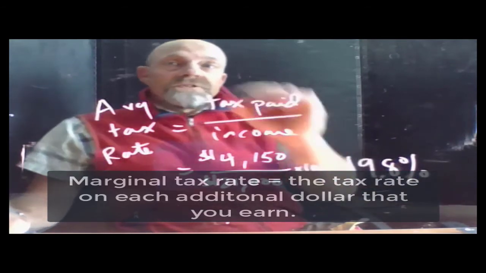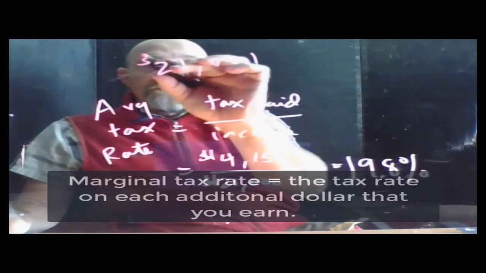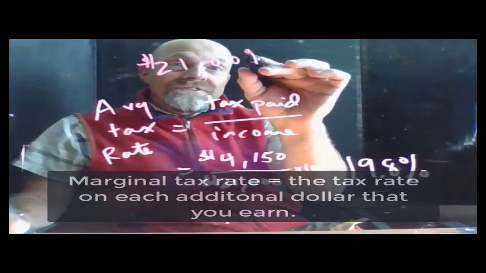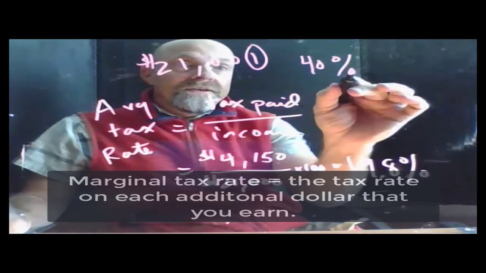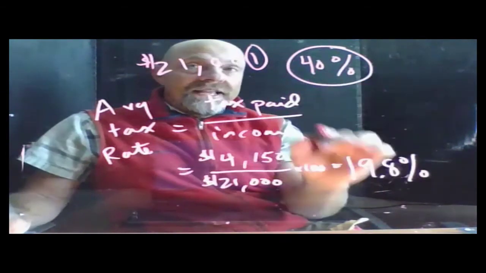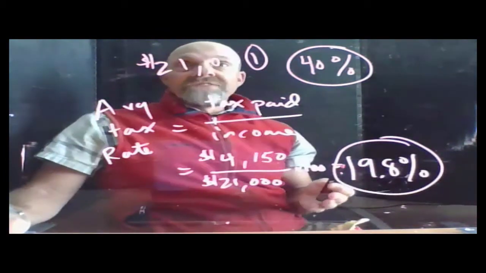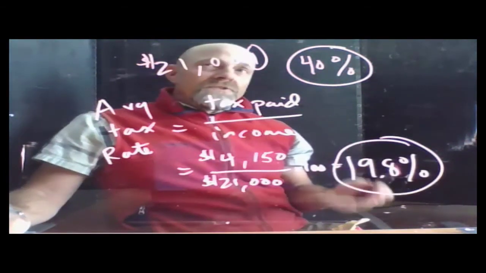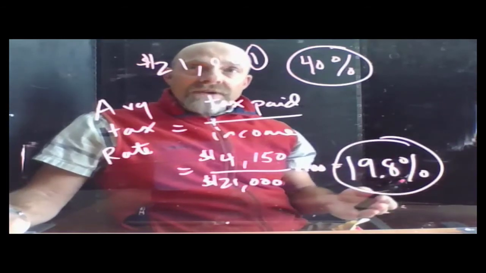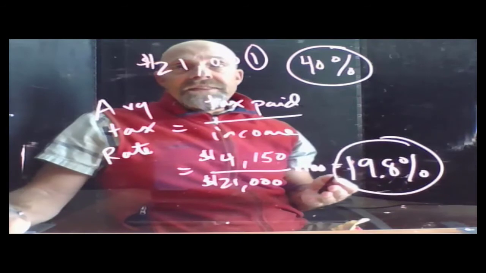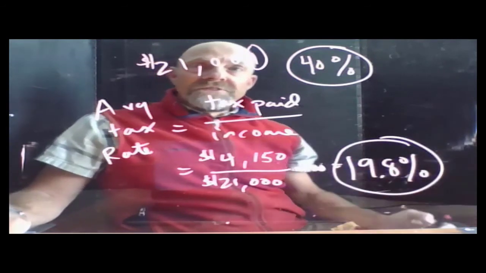So if this person earns their $21,001, that means that additional dollar will be taxed at a rate of 40%. So their marginal tax rate in this case is different and higher than their average tax rate. So economists use marginal tax rates to understand how tax rates may impact the behavior of people seeking to earn more dollars in the future.